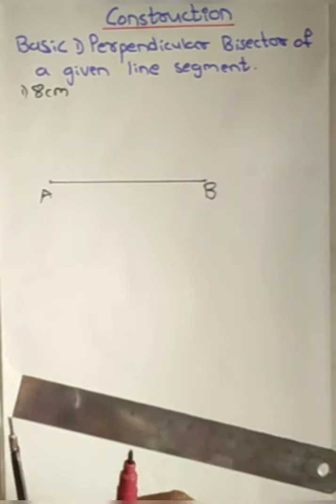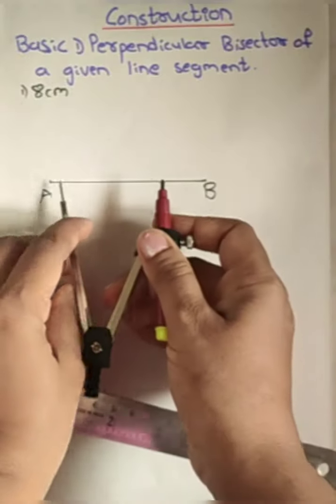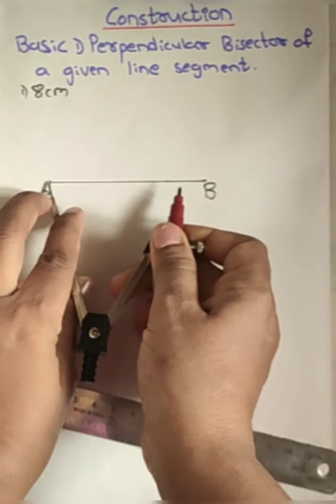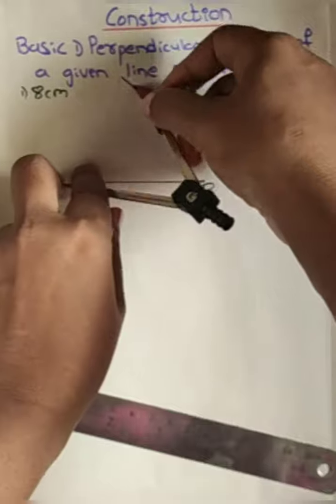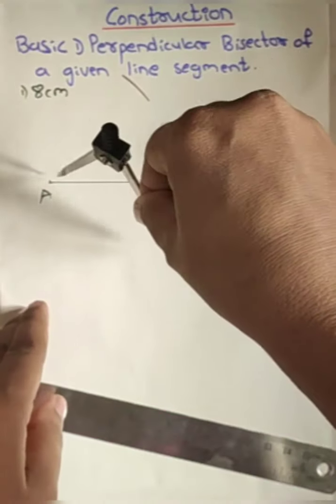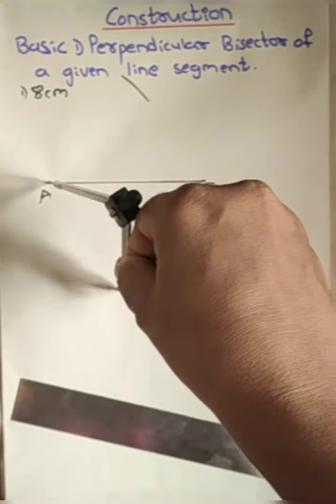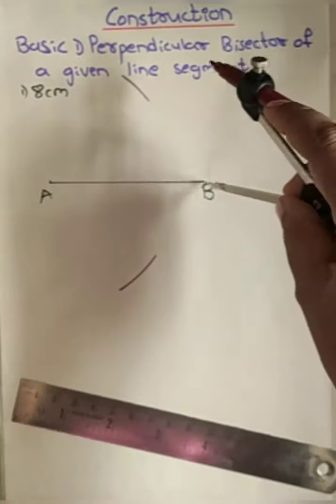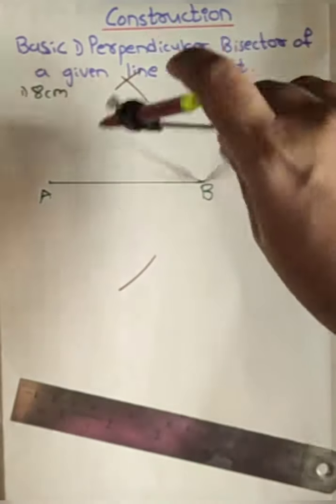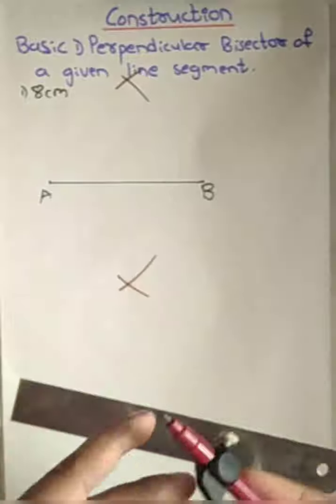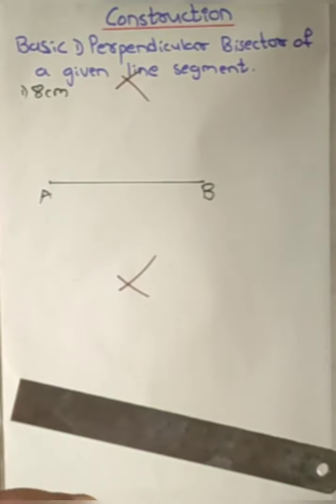Now measure more than half. You should take more than half, and draw an arc, and draw from B side to intersect that previous arc. From the previous arc you should draw a line.